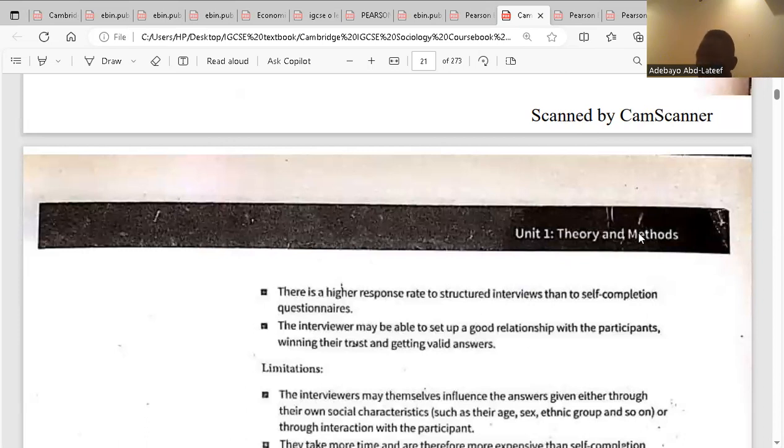This is not self-completed. This is structured interview. For structured interview, each interviewer will have his own approach to use. So your approach might give good answers. My approach might give bad answers. Is it clear now?